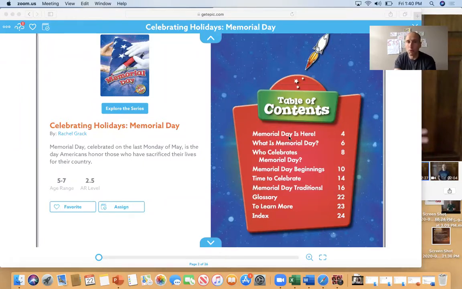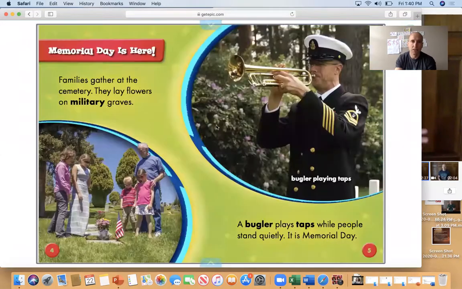Table of contents. Memorial Day is here. What is Memorial Day? Who celebrates Memorial Day? Memorial Day beginnings. Time to celebrate. Memorial Day traditions. Glossary. To learn more, and then the index. So here we go. Memorial Day is here. Families gather at the cemetery. They lay flowers on military graves. A bugler plays taps while people stand quietly. It is Memorial Day. Bugler playing taps.